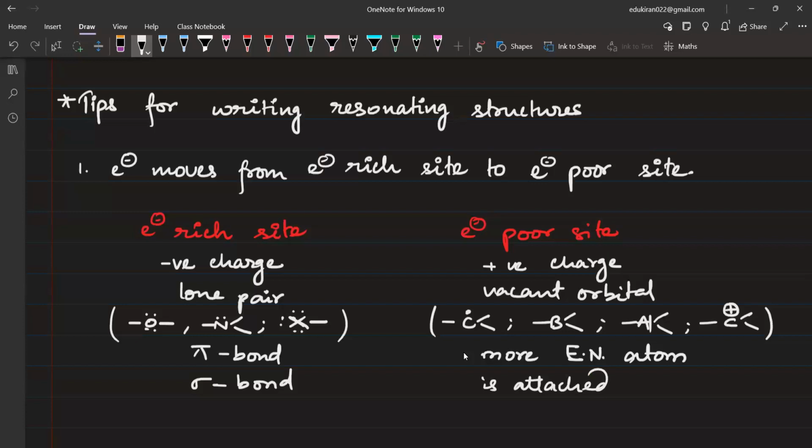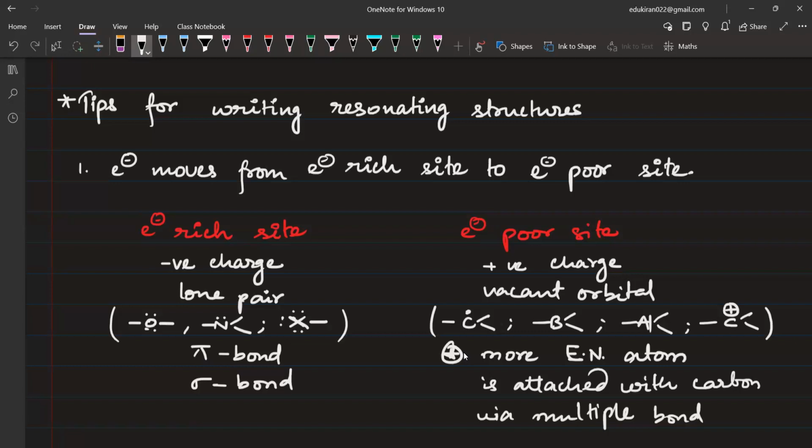attached with carbon via, okay, so this is a case in which the more electronegative element will take the electron, and if it is taking the electron, it is what? It is electron poor.